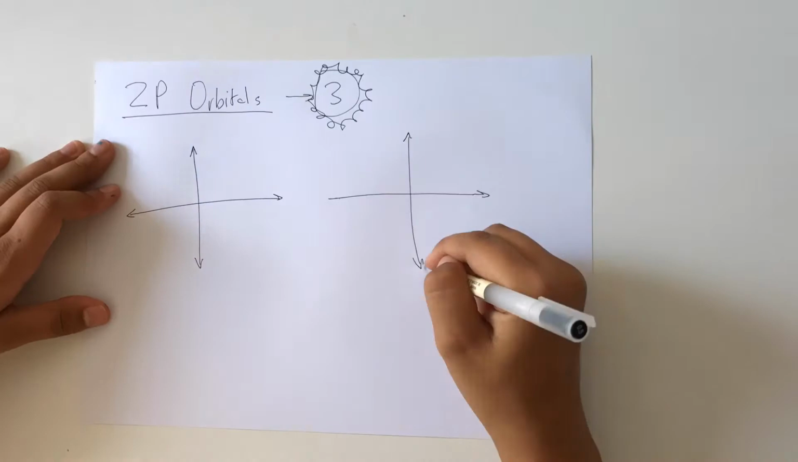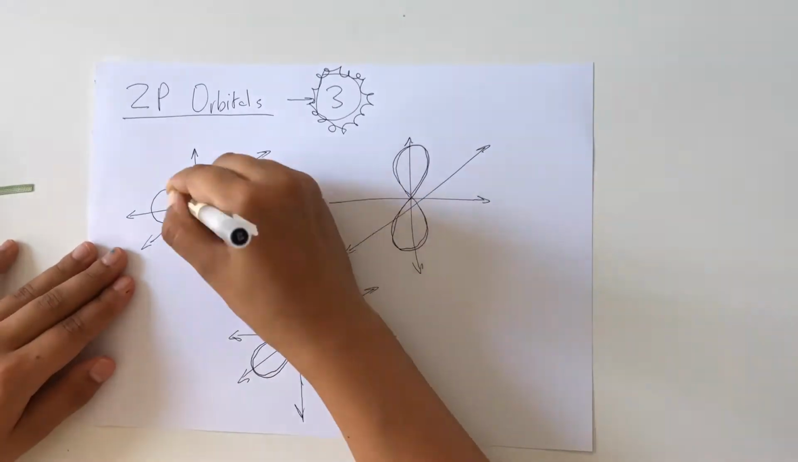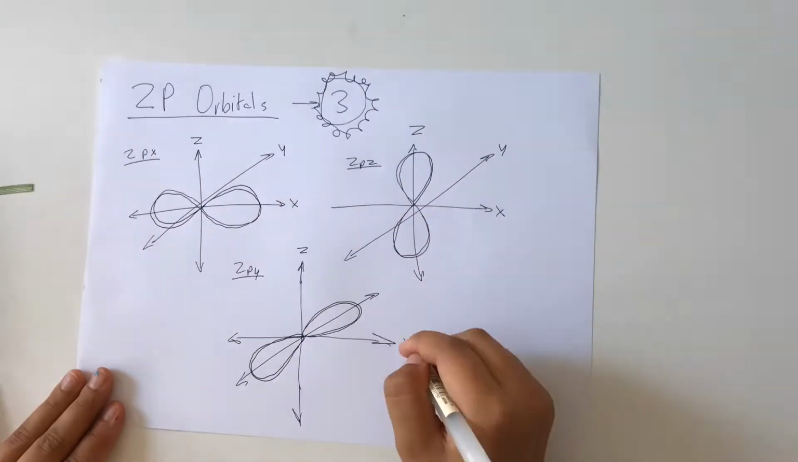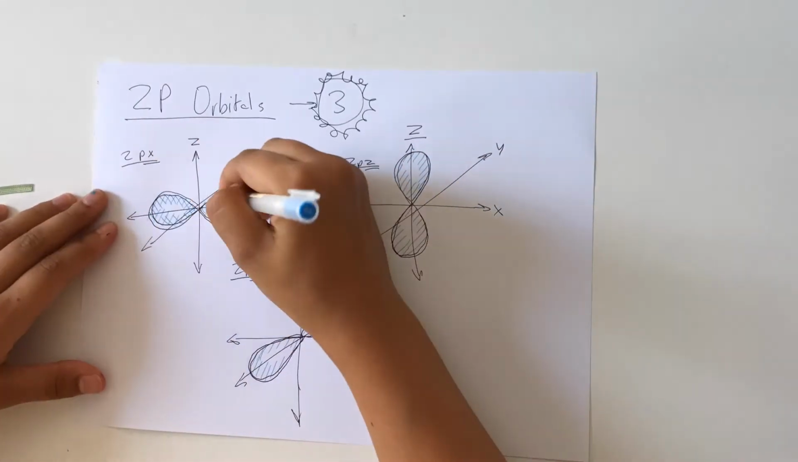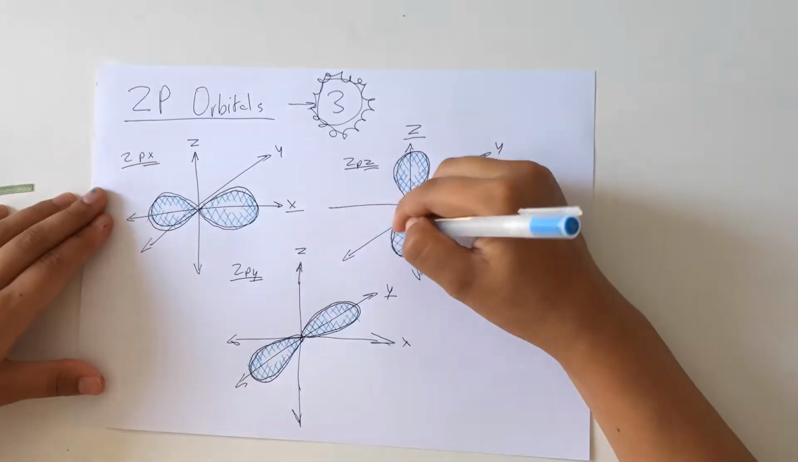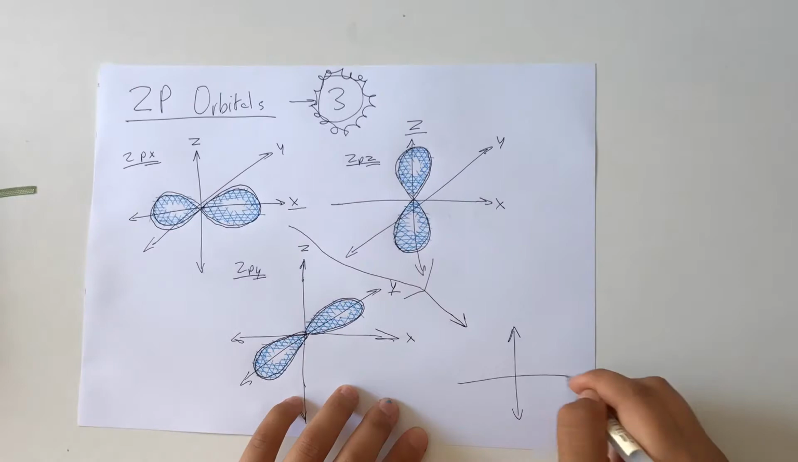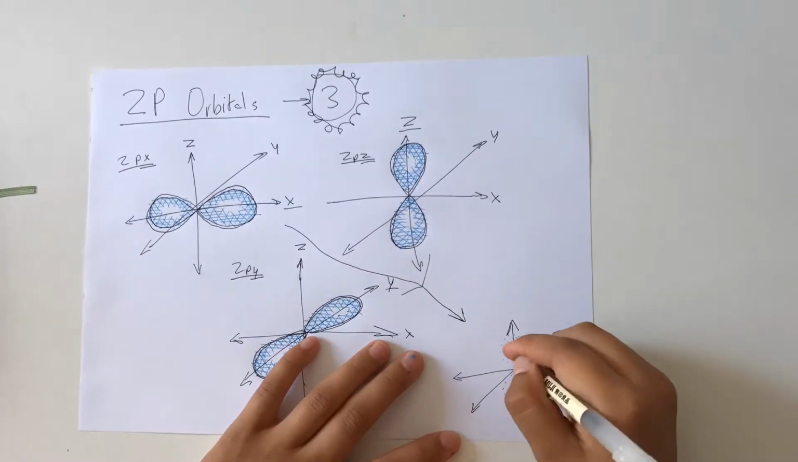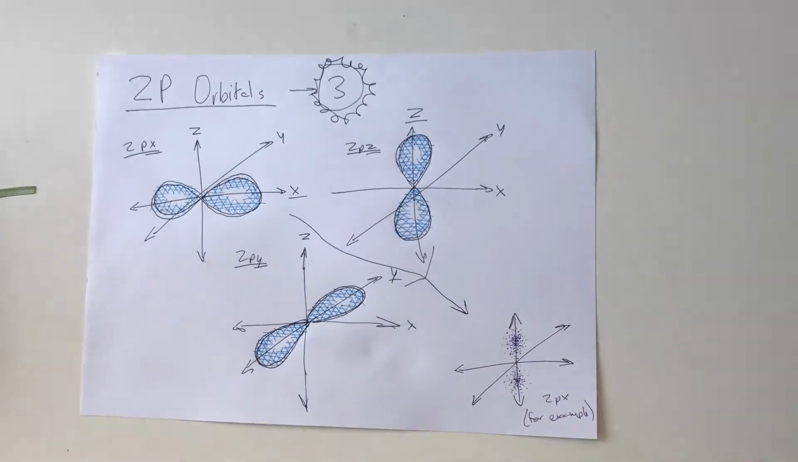So onto the p orbitals. The p sublevel has 3 different electron orbitals, and each of these is in this sort of infinity sign shape. Of course, it's 3D, but it helps me to think of them as infinity signs. And you can see that they're located across these different axes. So the 2px is on the x-axis, the 2pz is on the z-axis, the 2py is on the y-axis.